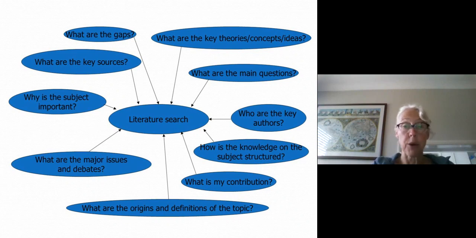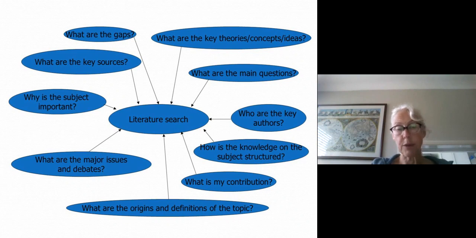As I've said, that can be quite important to identify: what are the key theories, concepts, ideas. That's another thing that we might want to look at. We might want to know what the key sources are. So who have been the key authors that have written on this? There's quite often a fundamental author who has led the way and other people have followed, and developed their ideas.